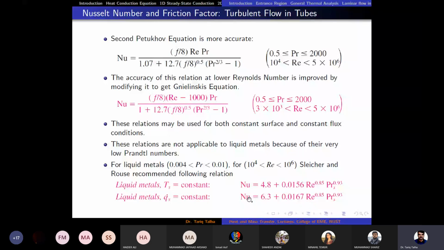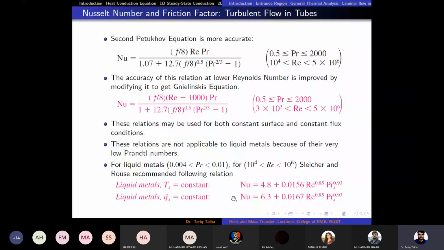There is nothing much to explain, because they are empirical correlations, but you can see that there is a constant value to which something is added. This addition is due to the turbulence effect here, right? In the entrance region, that was due to the entrance region, but here it is being added due to the turbulence effect for the constant surface temperature and constant heat flux case.